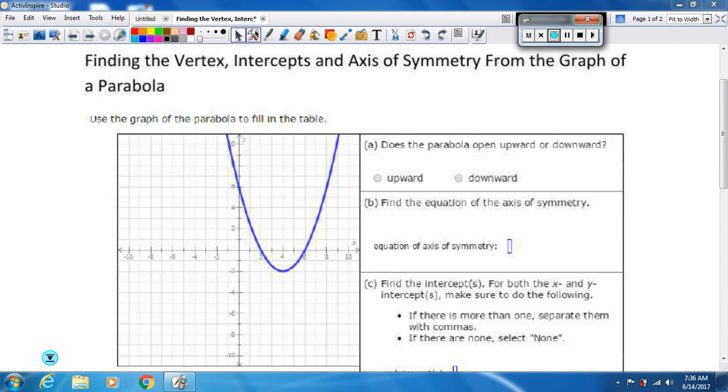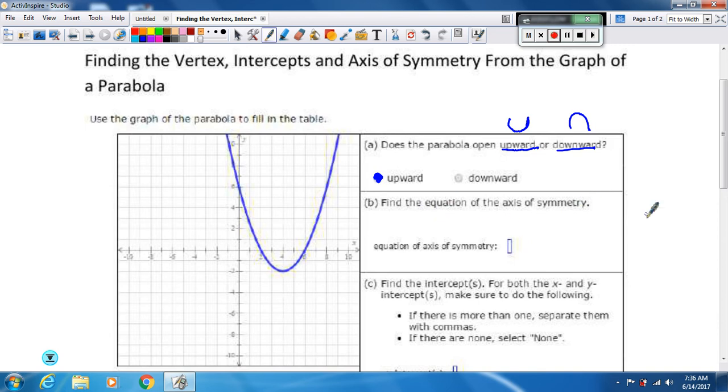Okay, the first question, does the parabola open upward or downward? Upward looks like this, and downward looks like this. So if you look at this graph, it is opening upwards. Okay, find the equation of the axis of symmetry.